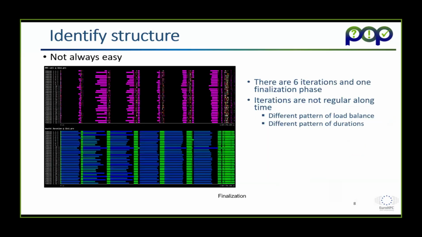In this case, well, this is another case. Here it's not so easy because the iterations are not regular, so they are not the same all the time. But we can still say, okay, I see that there are different iterations, that they are not regular, they are not always the same, and then a finalization phase that looks different.